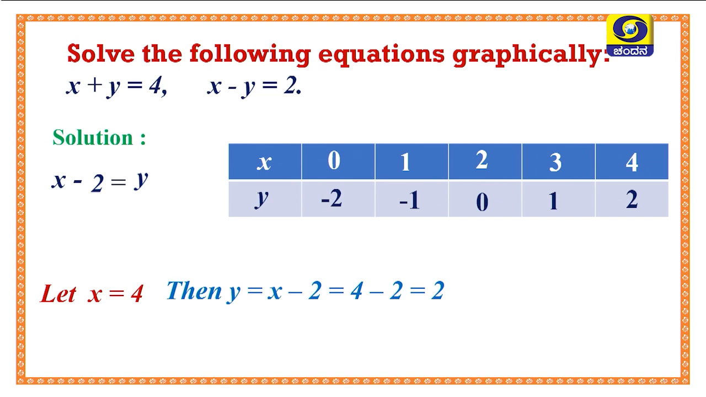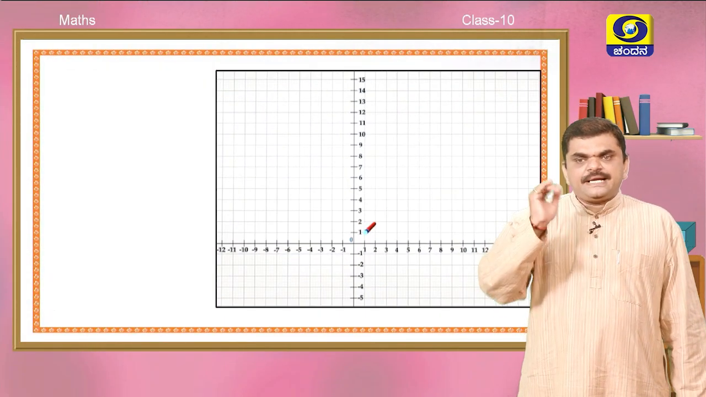This is the simple procedure we first have to follow to find the solution for any equations in the graphical method. We have to substitute the value of x and y, so that we will get the coordinates of x and y to plot in the graph, children. Now let us move on to plot the graph.